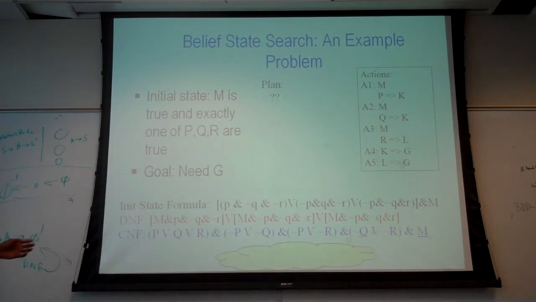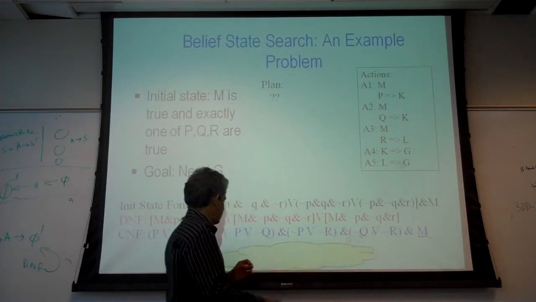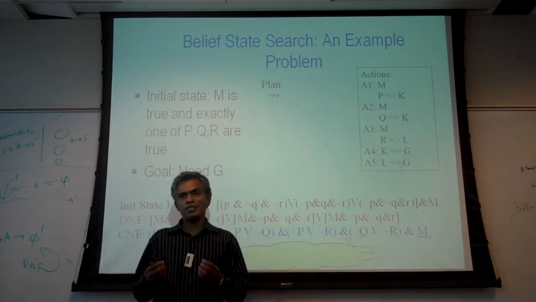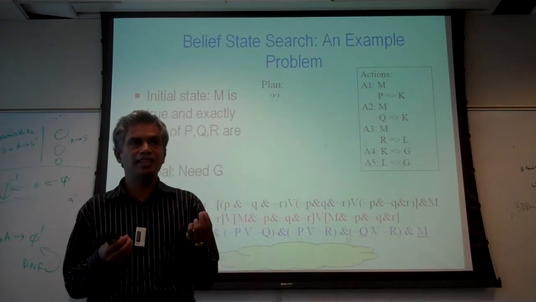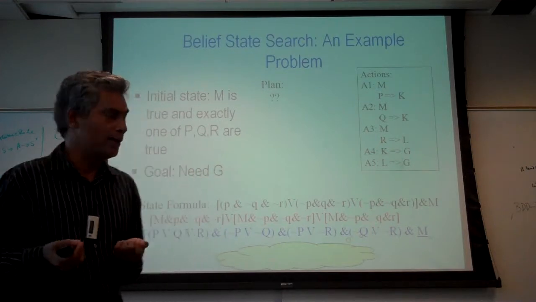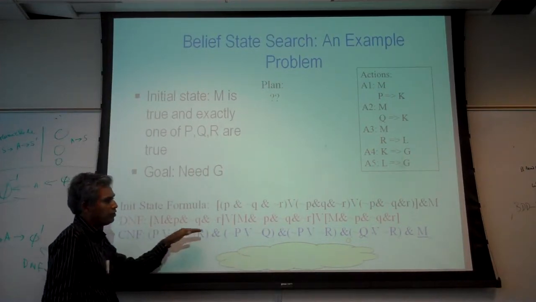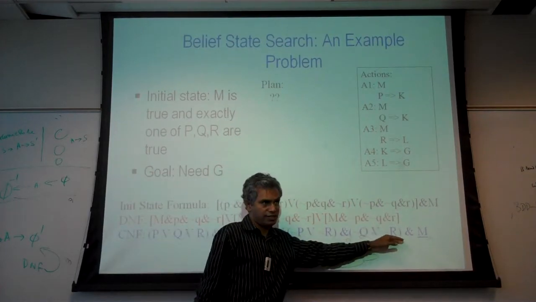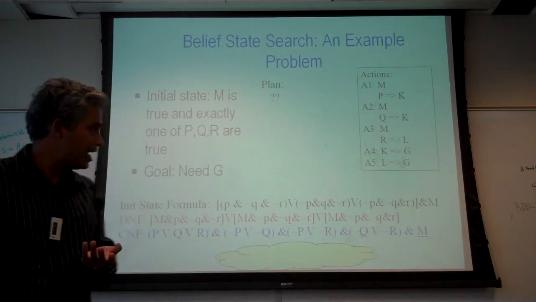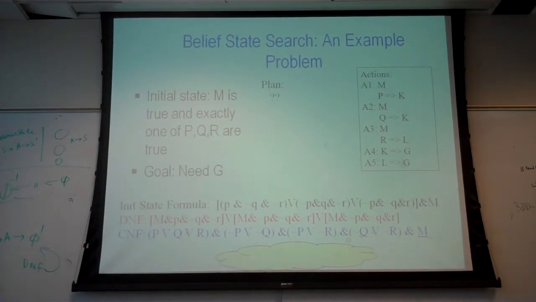It will be P or R, Q or R, and not P or not R, not Q or not R. Now, basically, these are your mutex representation. Anytime you say P and Q are not possible together, that would be not P or not Q. So you would just say the disjunction has to be true, and there are three mutexes. And then, of course, M. That will get you conjunction over disjunctions.